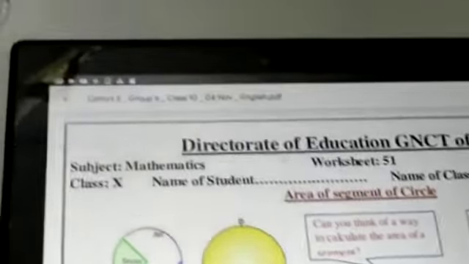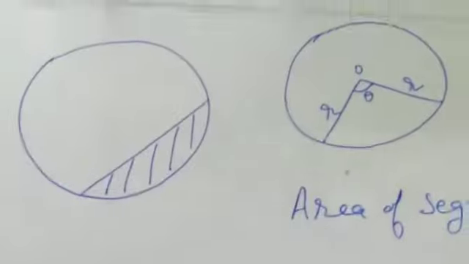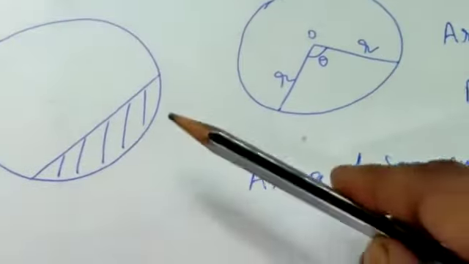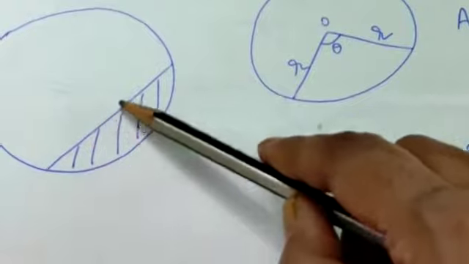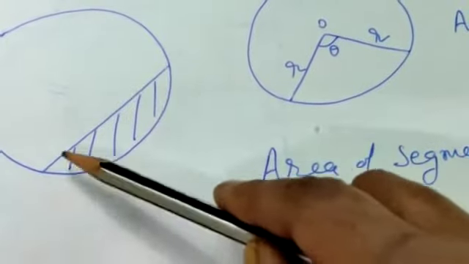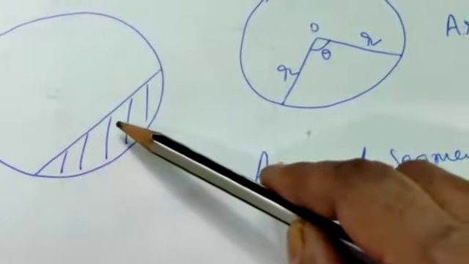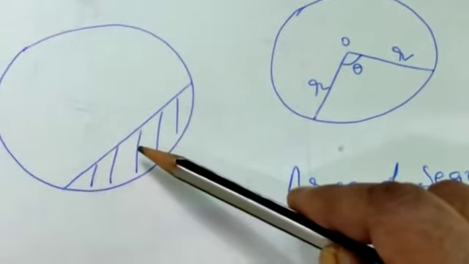So now first of all let us recall what is a segment of a circle. It is the region bounded by a chord and its corresponding arc. So this region is segment. We all know this. Now how do we find the area of this segment?